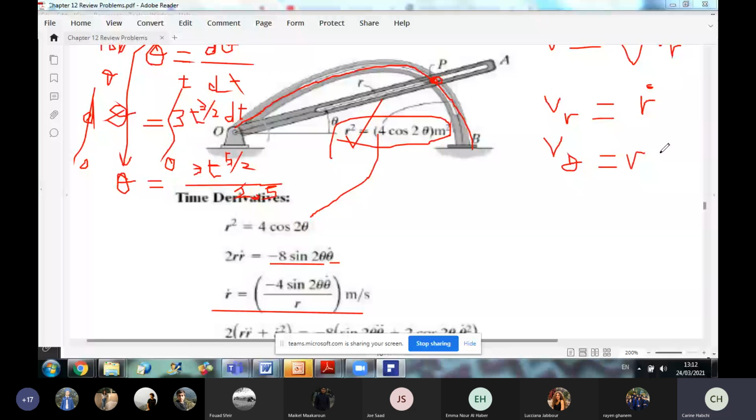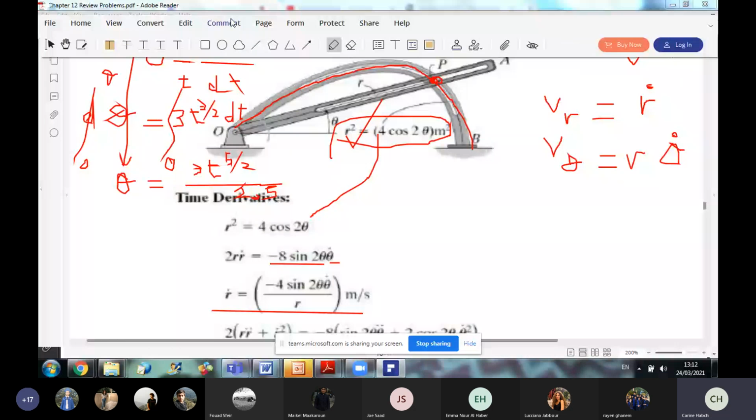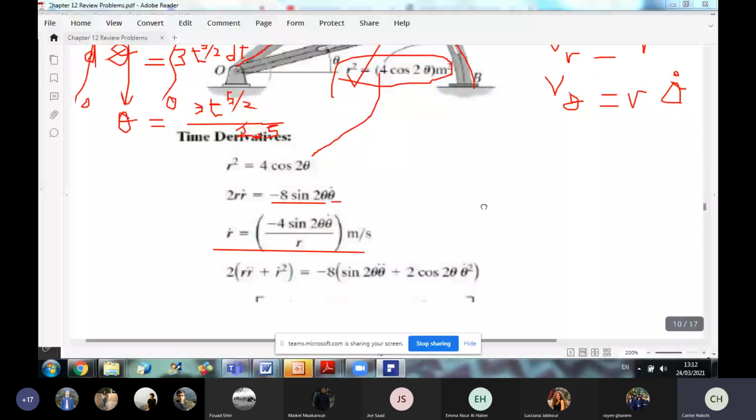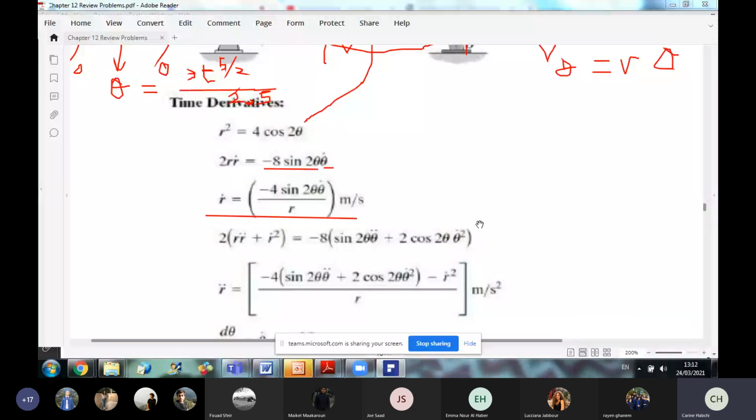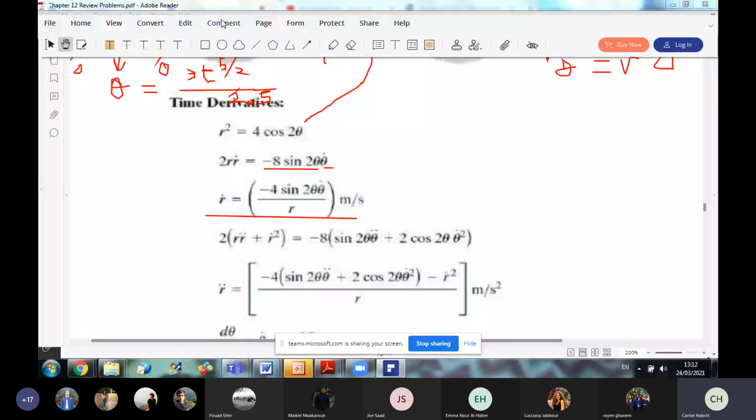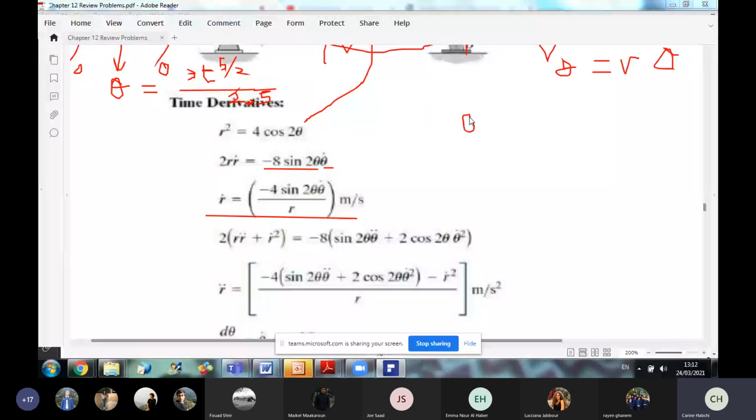So now all I have to do is replace back in the radial equation to get the magnitude of my velocity. Now, in a second step, I need to determine the acceleration. To determine the acceleration, I should also use formulas for cylindrical coordinates. As we have seen in the previous problem, the radial acceleration is calculated by r double dot minus r theta dot squared.